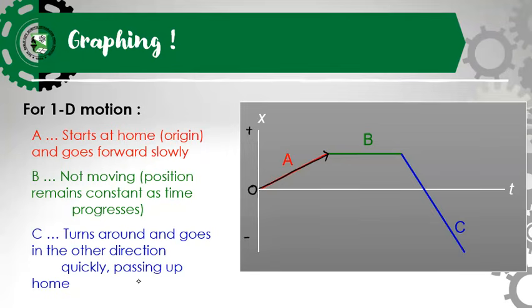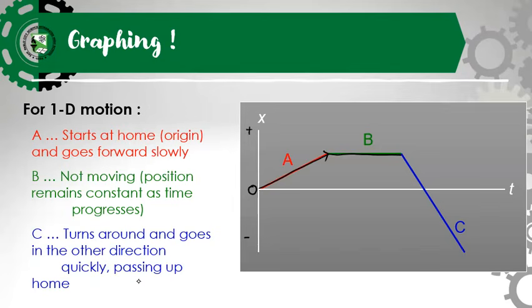And then, B, okay, it is not moving. So, the position remains constant as time progresses. So, nandun lang siya, okay? Parang na-traffic siya, okay? So, tumatakbo pa rin yung oras, pero nasa same position siya. Kaya, straight line po yung makikita natin sa B.